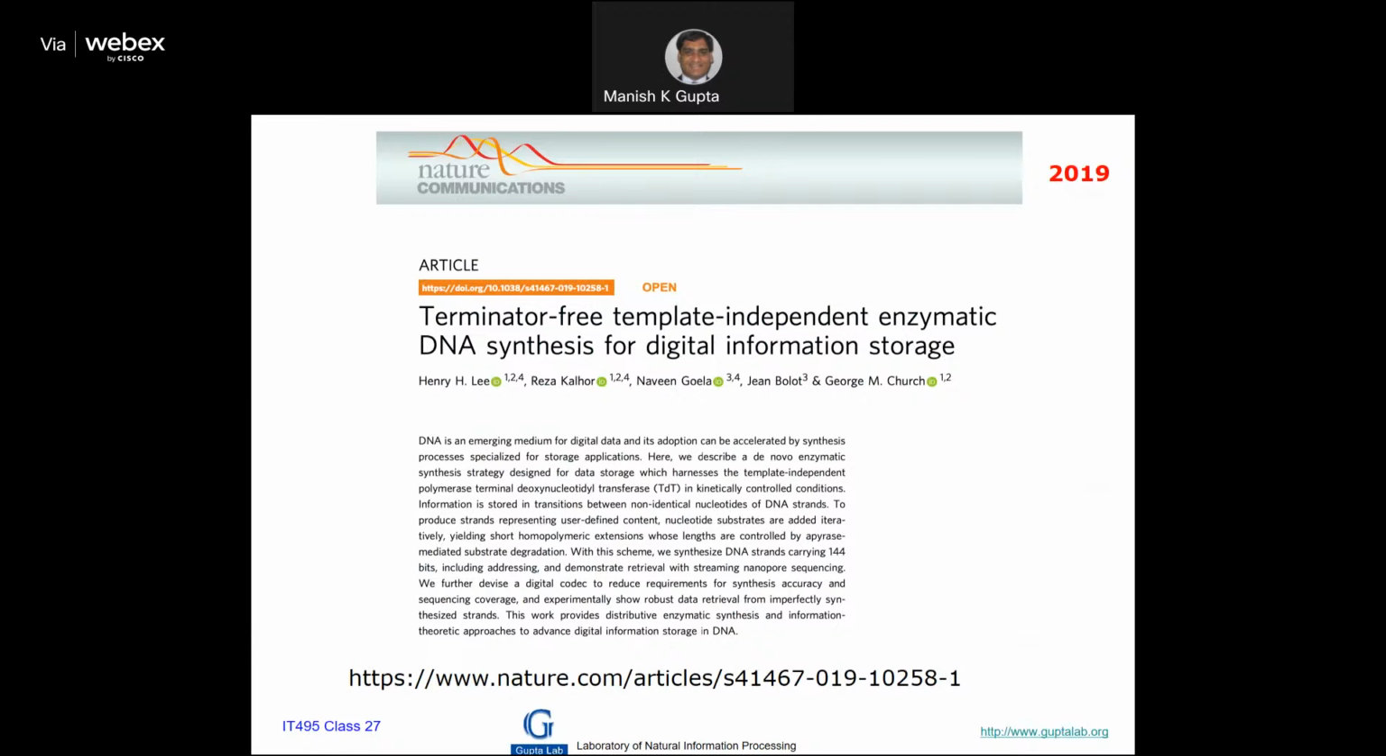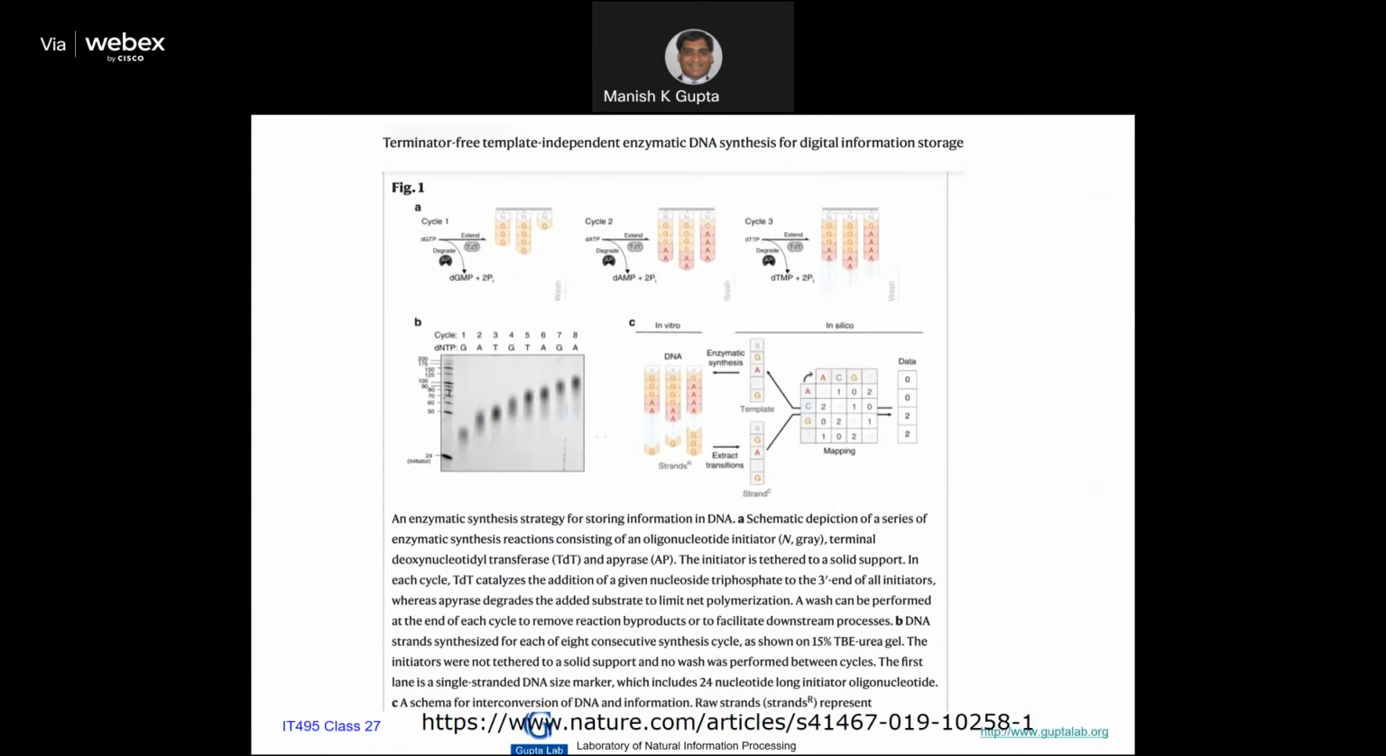So here actually, he has shown how this will work. And apart from TdT, he used apyrase for controlling the synthesis. All these Nature papers, as you know, they think about something, they demonstrate it, they do the experiment, they write the software, do everything, right? And then there is a paper in Nature anyway.